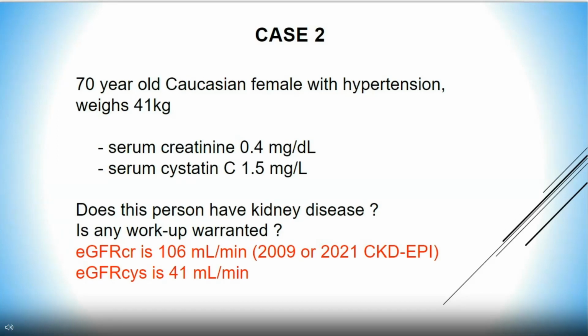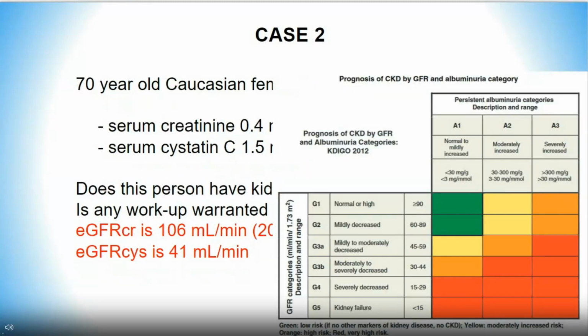The GFR by creatinine, whether we use the old or the new equation, is more than 100 milliliters per minute. But if we check the cystatin GFR, it's actually 41. So looking at the heat map here from the KDIGO guidelines, her GFR creatinine is quite good, so she wouldn't qualify to have kidney disease based on that. But if we look at the cystatin GFR, she would have CKD stage 3B, assuming this is steady state and it's been chronic.